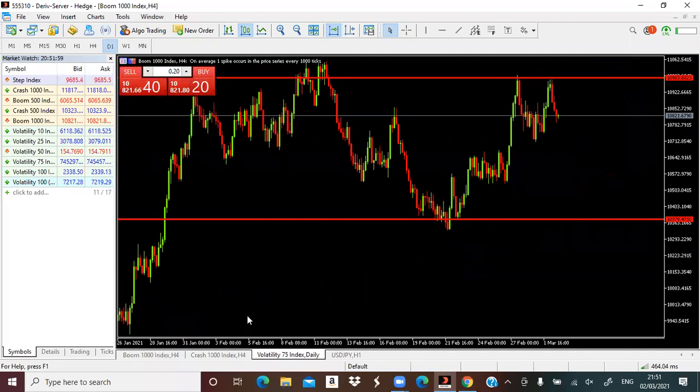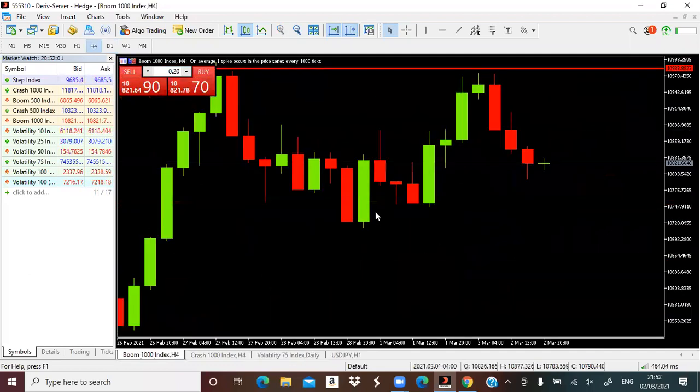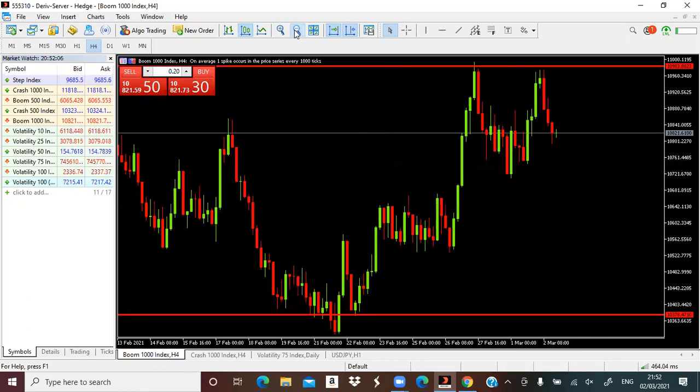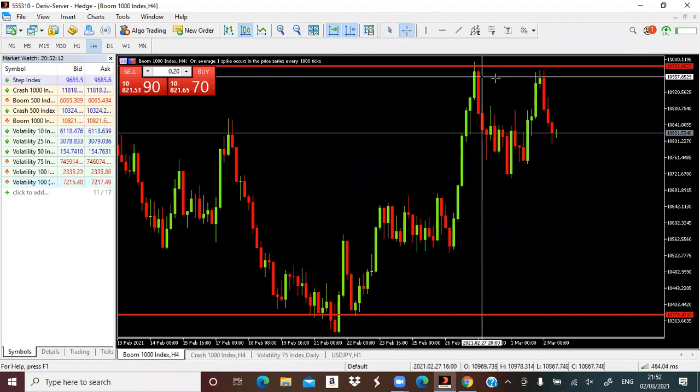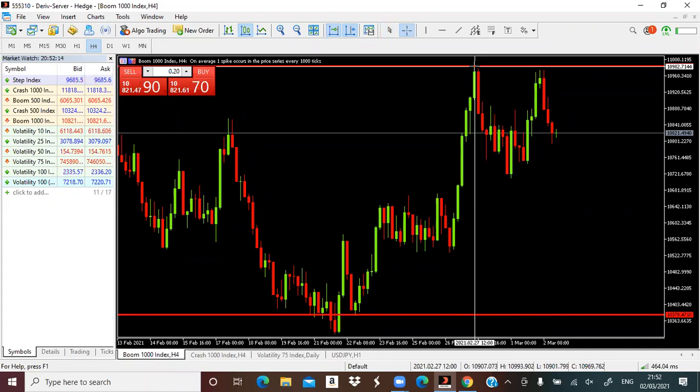The same thing with Crash. Let me show you Boom 1000. It doesn't matter the instrument, the concept remains the same. Look at Boom 1000. Look at price touch this zone and it went back. It touched this zone.